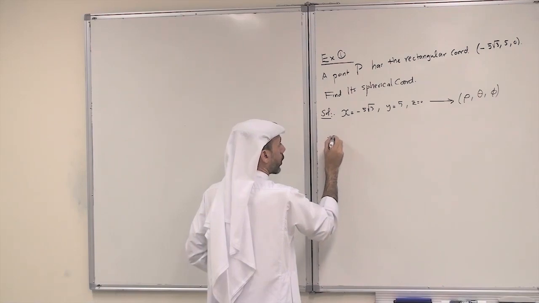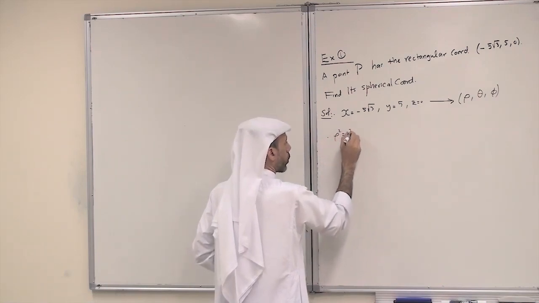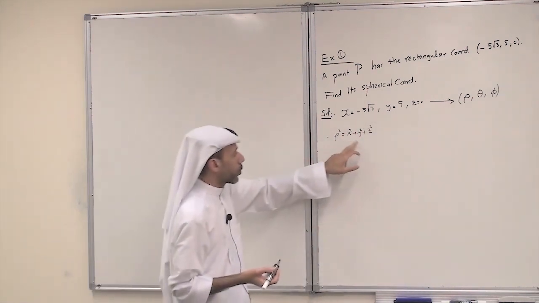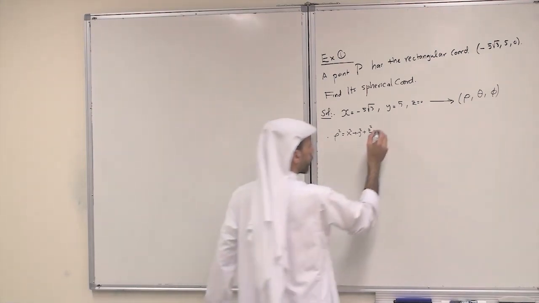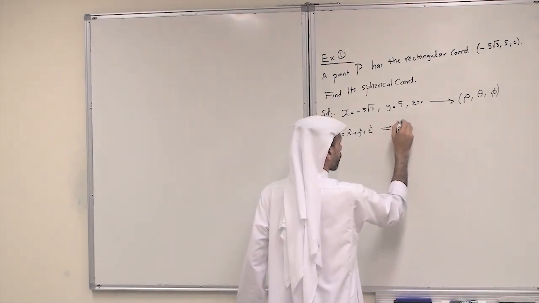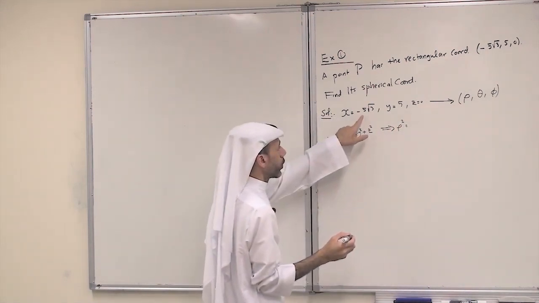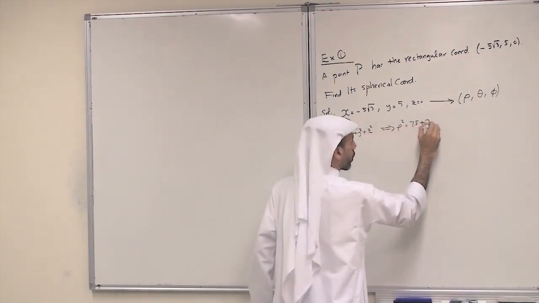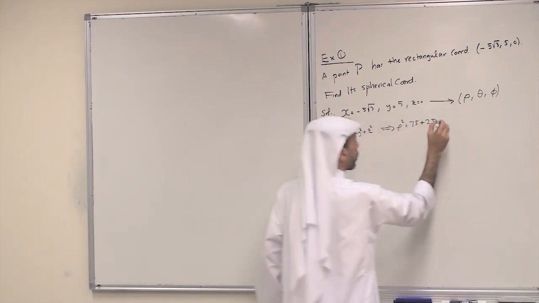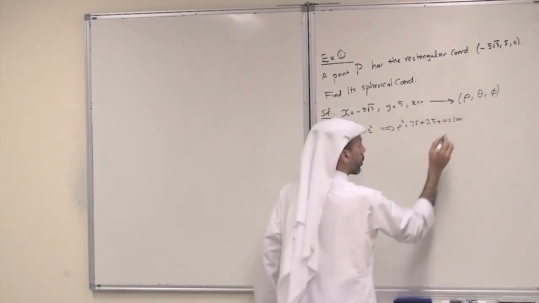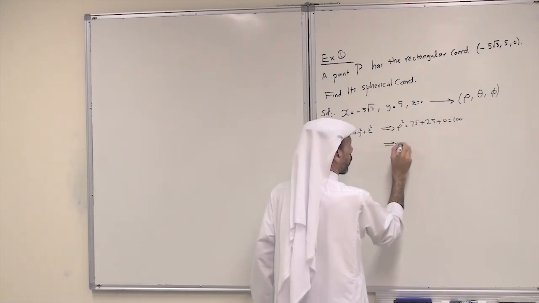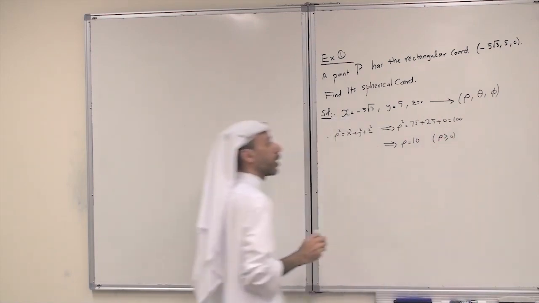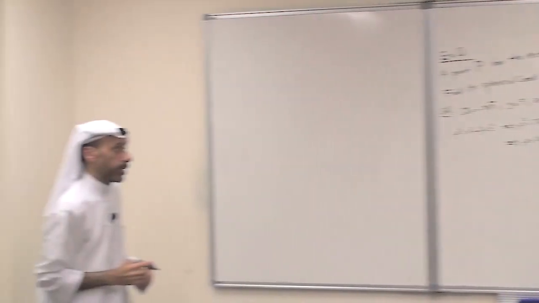So if I know x, y, and z, how can I find rho? Well, this is very simple. We have the relation rho squared equals x squared plus y squared plus z squared. So if I know x, y, and z, I can find rho. This gives us rho squared equals x squared, this is 25 times 3, 75, plus y squared, which is 25, plus z squared equals 0, and this is 100. So this gives us rho equals 10. Why? Because rho is greater than or equal to 0. So the value of rho is 10.